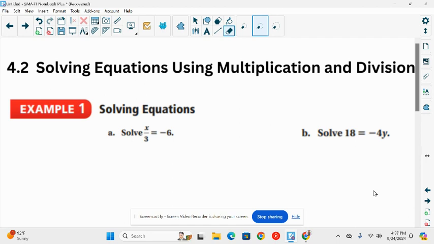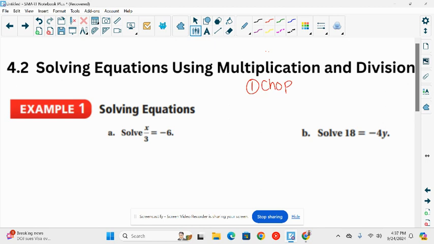Alright, you guys, we're going to be looking at lesson 4.2, solving equations using multiplication and division. This process works the same exact way as 4.1 when we were solving using addition and subtraction. We follow our same steps from before. Our first step, we're going to chop, then we're going to box, and then we're going to do the opposite.